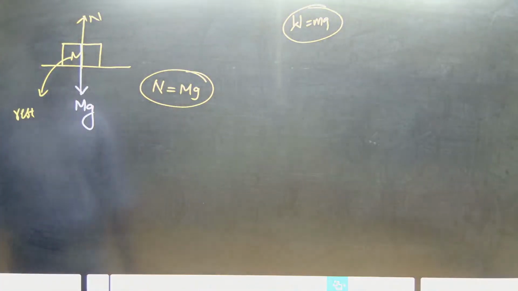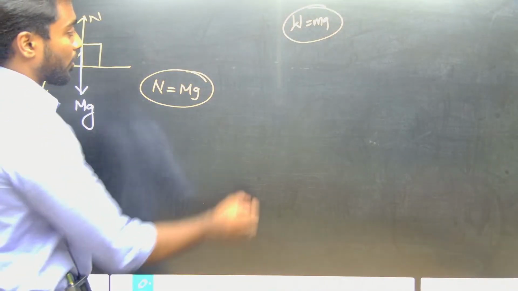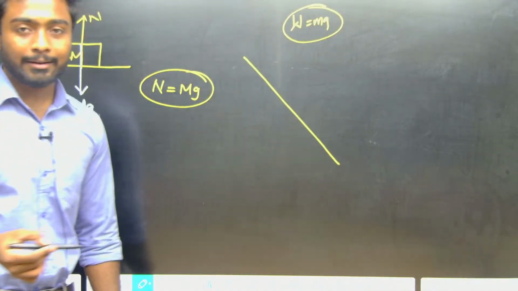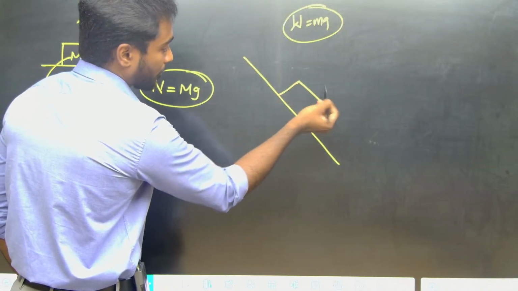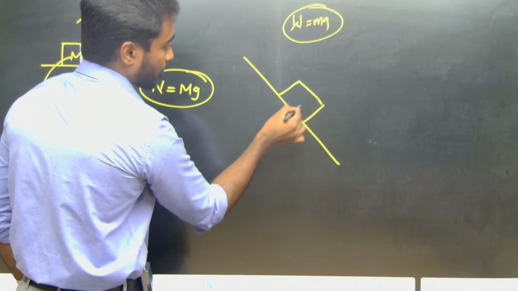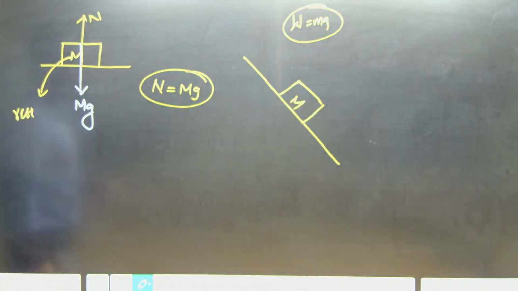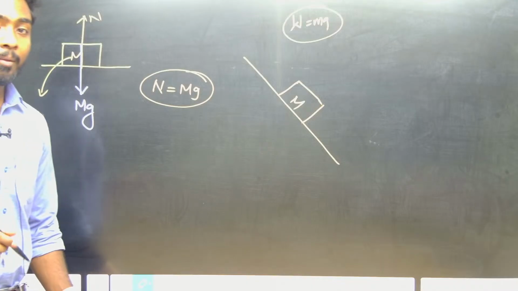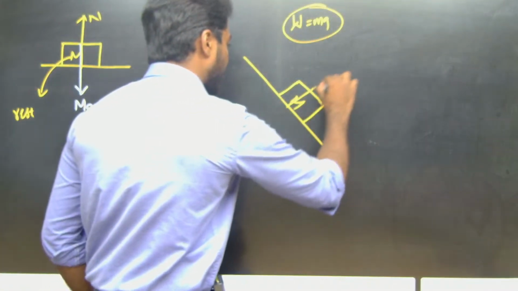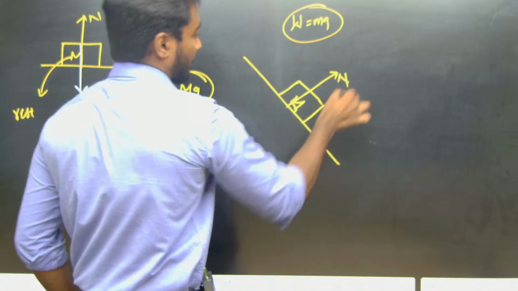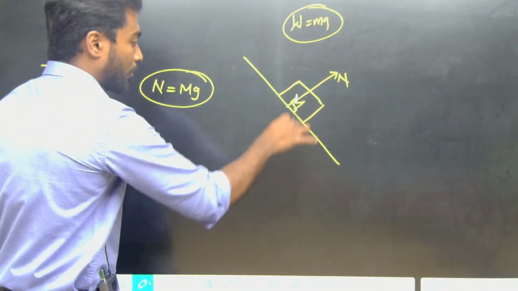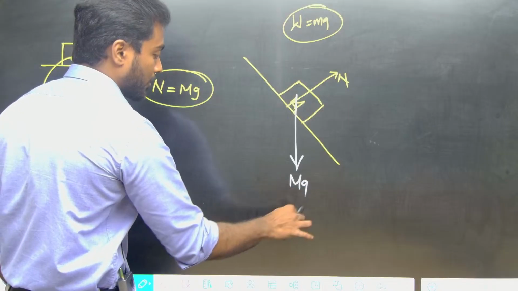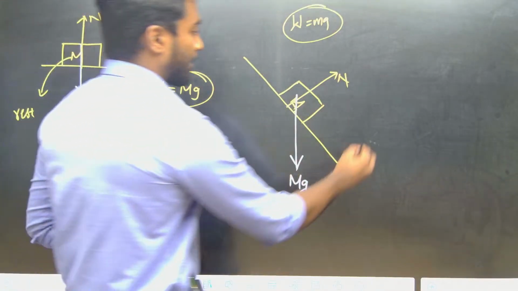Now this one is completed, sir. Now what about the inclined or declined surface? So this is my block M, right? So how is the normal force acting? Normal force is perpendicular to the surface. It doesn't matter how the block is kept, normal force is only perpendicular to the surface. But what about the weight? Weight will always be down, I told, no? That is my mg.